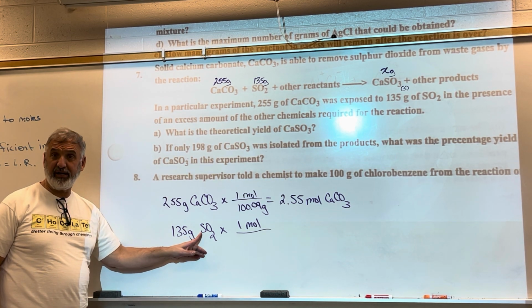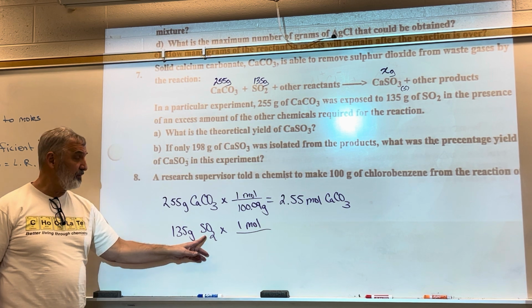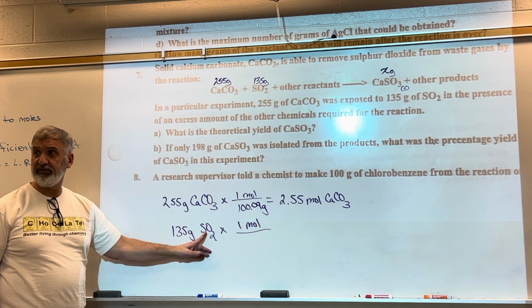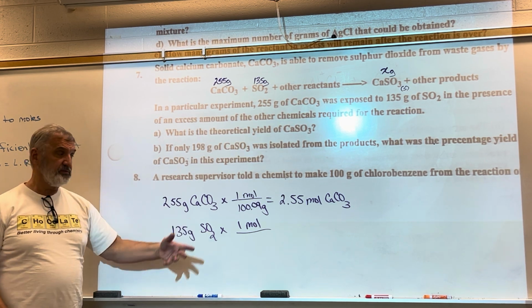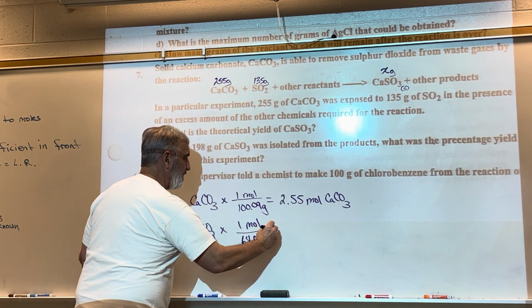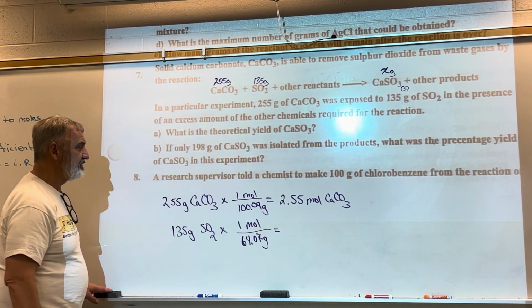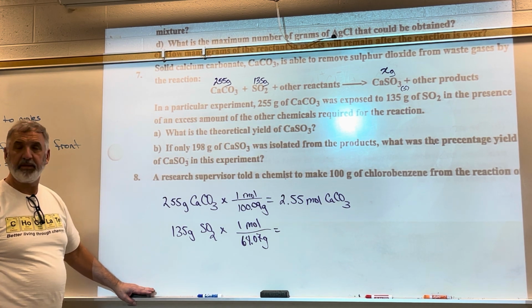Sulfur is 32.07. We should have oxygen memorized by now. 16 times 2 is 32. So 32 and 32 is 64.07. Okay, so we divide that out, and this comes out to 2.11, I believe.